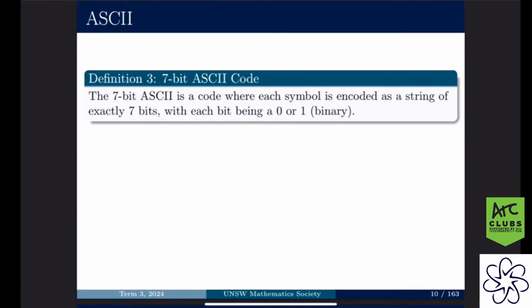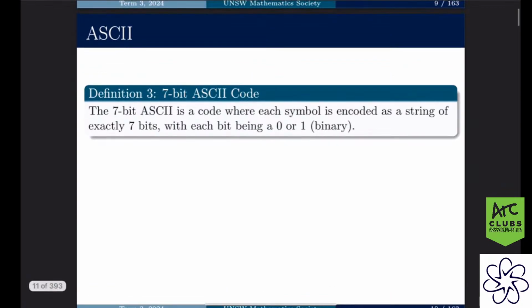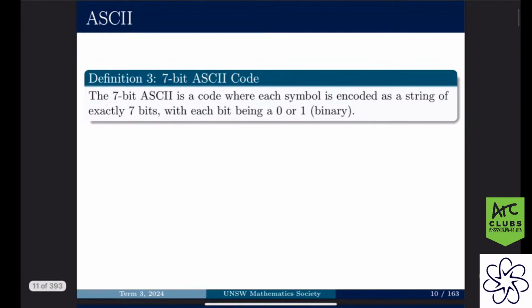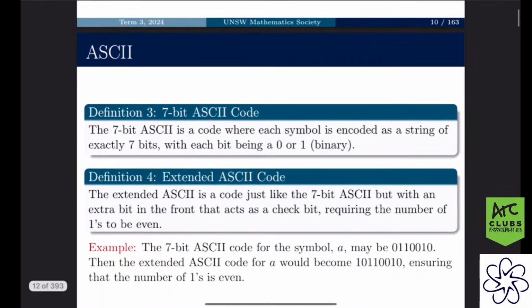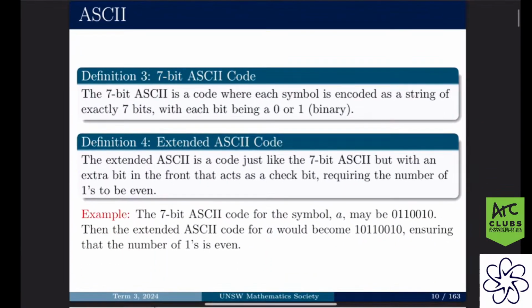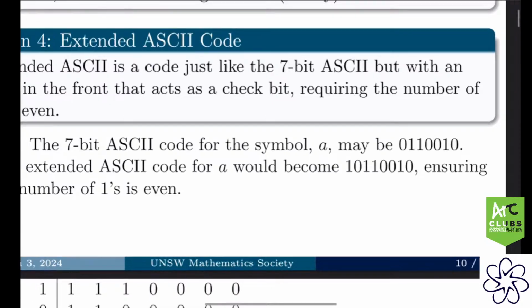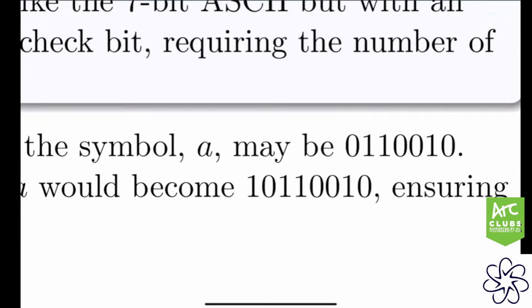If you guys have done computer science, you should be very familiar with the simple ASCII code. It's just a way we can represent letters or symbols in binary. It's defined as a code where each symbol is encoded as a string of exactly 7 bits, with each bit being 0 or 1. I think there's an example here. Yep. So A may be encoded as 0110010.